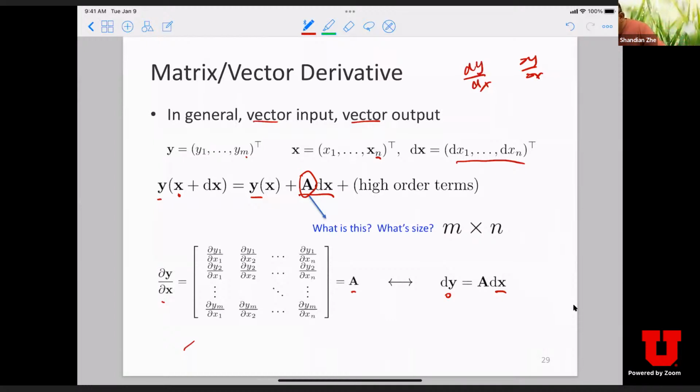Because now we're dealing with a vector output, this dy is an m by 1 vector, and this y is an m by 1 vector. This dx is an n by 1 vector. So of course, if you want to multiply A with dx, an n by 1 vector, A must be an m by n matrix. That's why it must be a matrix.